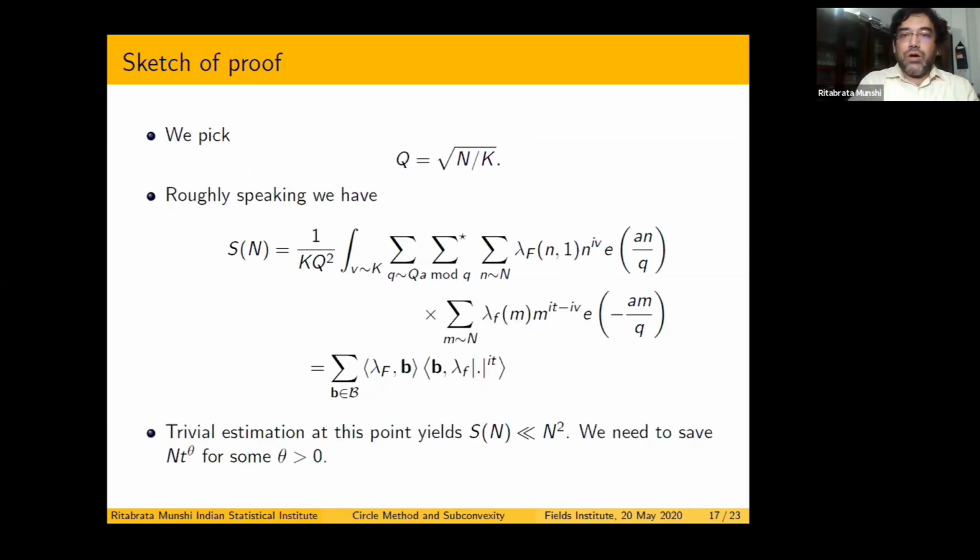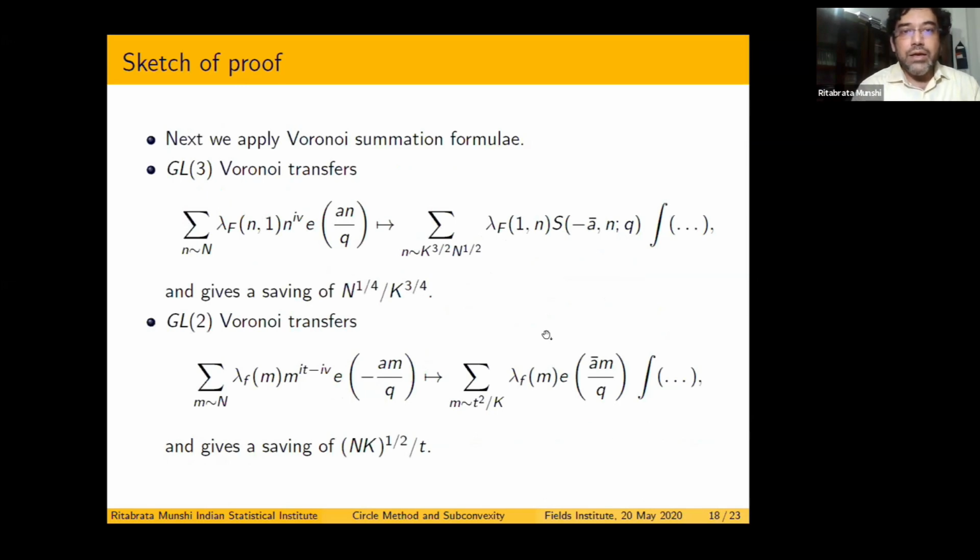Now since n and m are separated, I can apply the Voronoi summation formula to the n sum. I can apply the GL2 Voronoi summation formula to the m sum. And this is what we are going to get. If I apply the GL3 Voronoi summation formula, recall that the additive character over here becomes a Kloosterman sum. So it is S of minus A bar N Q. And then I had an integral transform, which will involve the oscillatory part e to the power iV.